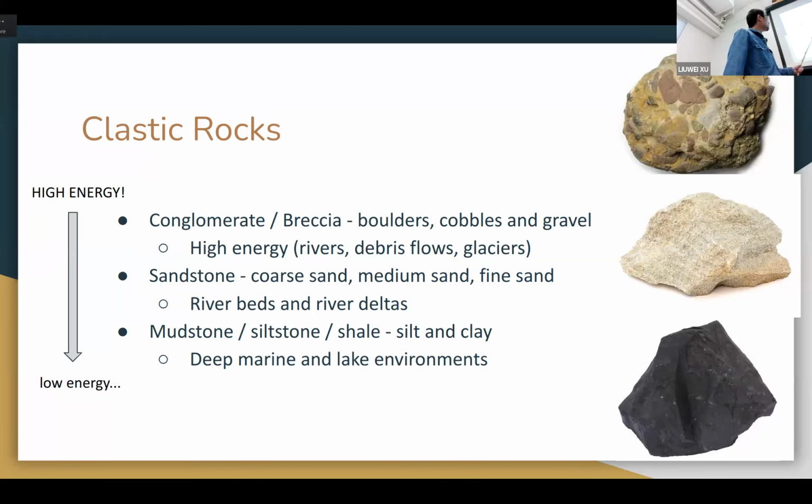For the medium, if the grain size is medium, then the energy is also medium. If the grain size is very small, then the energy is also very small. Very small, like the low energy environments, for example, the deep marine or the lake environment, where the water flow is almost silent in this environment.